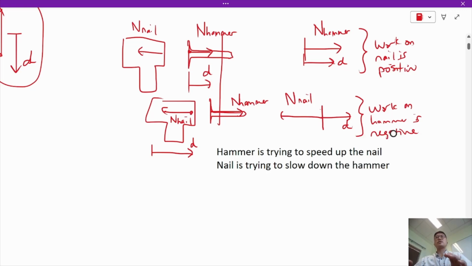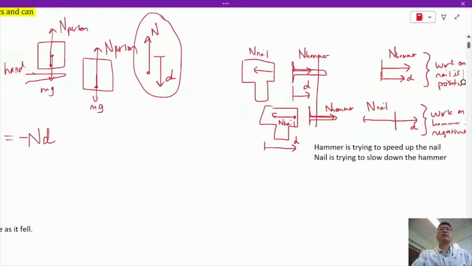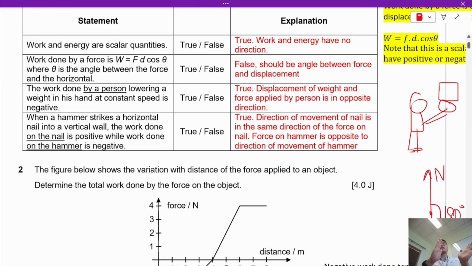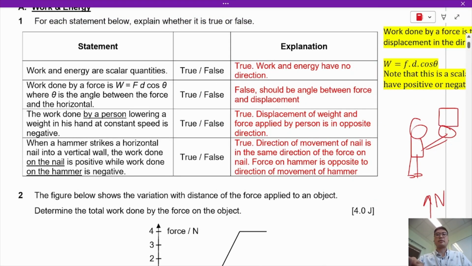So basically, if you try to speed up an object and you push in that direction, the work that you do should be positive. And if you're trying to slow down an object and you push against it while it's going forward, then the work done on the object is negative. So the answer for this is true. The direction of movement of the nail is in the same direction as the force on the nail. The force on the hammer, however, is opposite to the direction of movement of the hammer. And this is question 1.